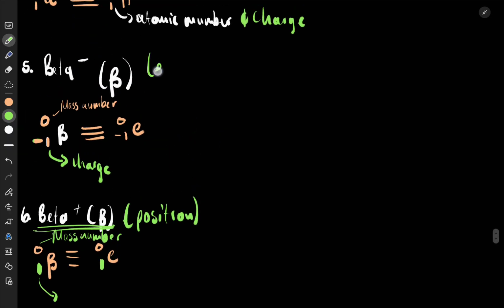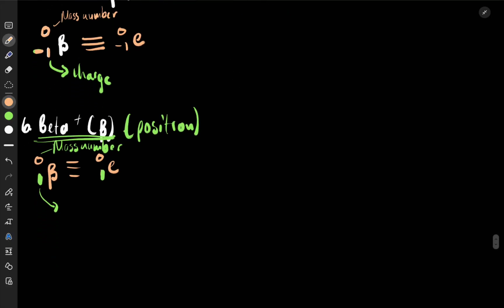This beta minus, we can just call it an electron. It's a beta minus particle. It is exactly like an electron. This beta plus is called a positron. It is its own particle. It is not something that comes from protons. No, it is a fundamental particle.